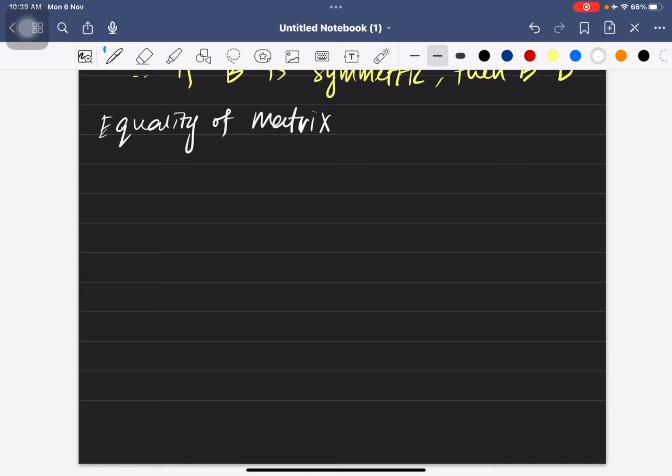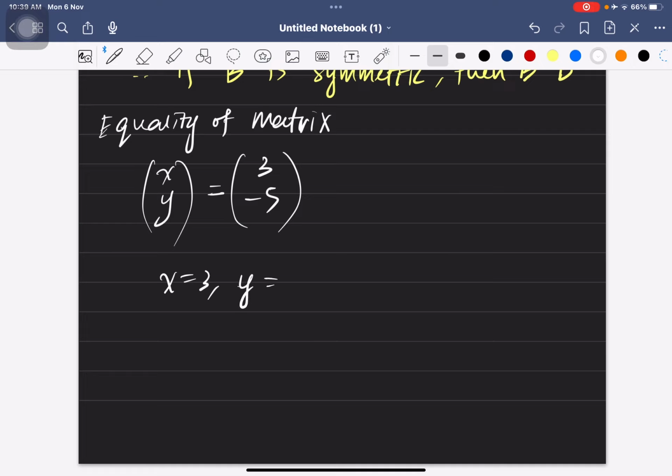Okay, equality of matrix. Basically, you must know what equality of matrix is. It's like comparison. For example, [x, y] equals [3, negative 5] if and only if x is equal to 3 and y is equal to negative 5. You must know two matrices are equal if and only if they have the same order.